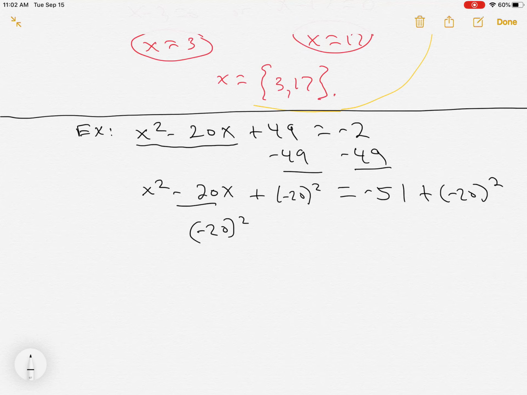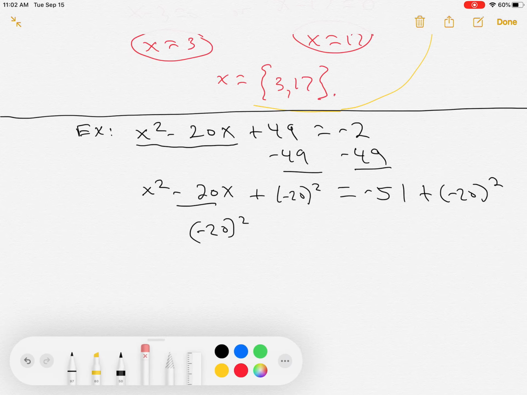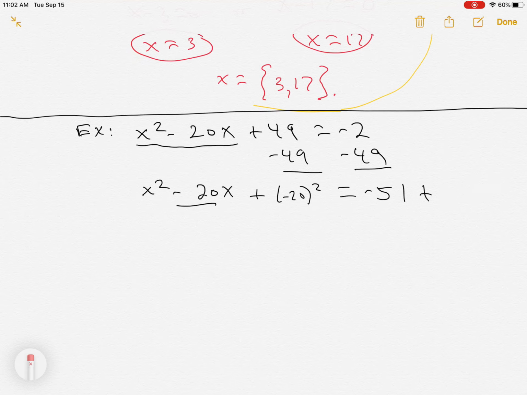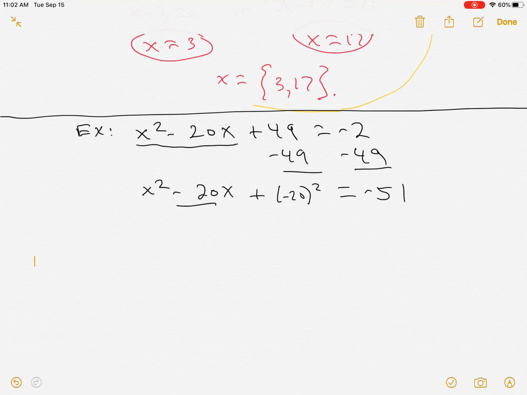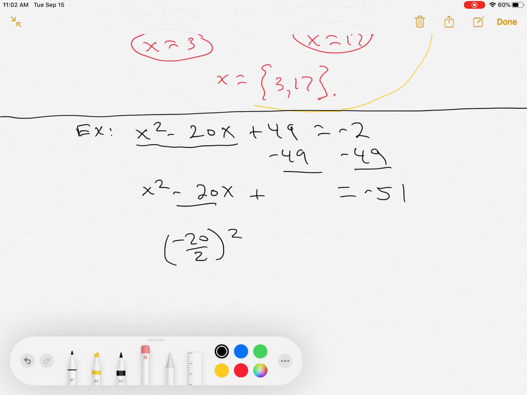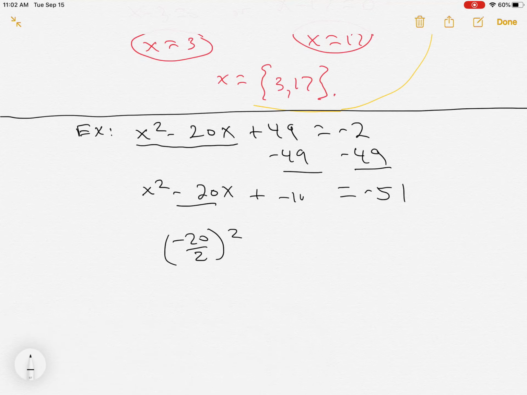I missed a step here, sorry. Let me backtrack. It's nice you can erase this, unlike pen. So what you're supposed to do is take this number, divide it by 2, and then square it. Which is what? Minus 10 squared. Okay. And then by construction, this becomes x minus 10 quantity squared.